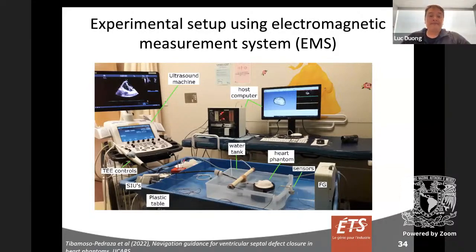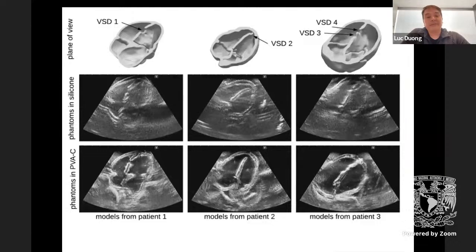And here you can see some ultrasound images. You have the phantom in silicone, which is a bit too nice compared to the images that we acquired, and the cardiologist didn't find it very realistic. But the phantom in polyvinyl alcohol was much more realistic and replicated much more of what we were trying to do with the different types of VSD and so on.